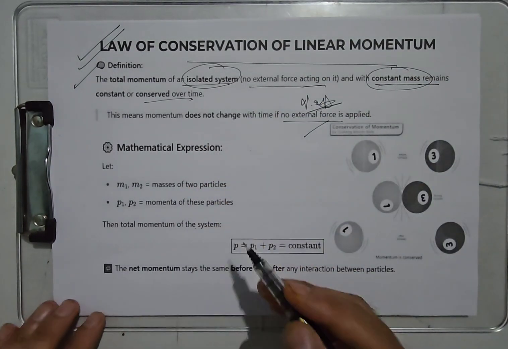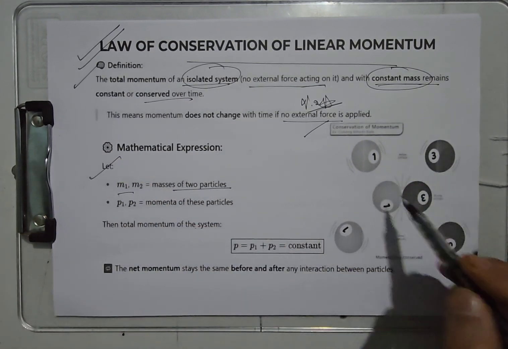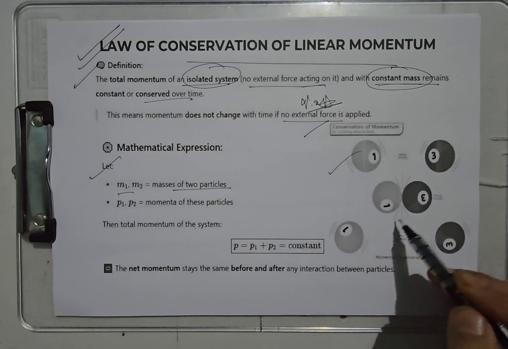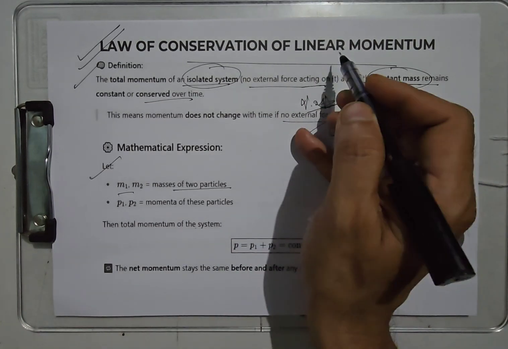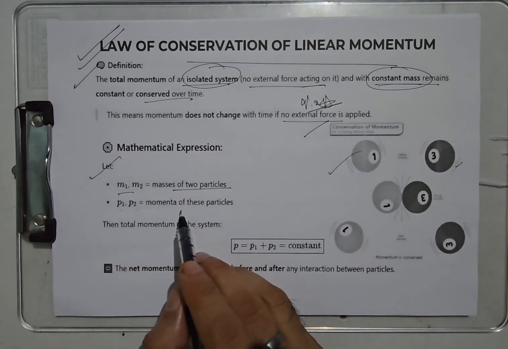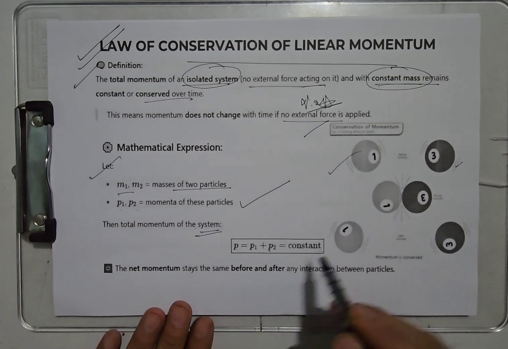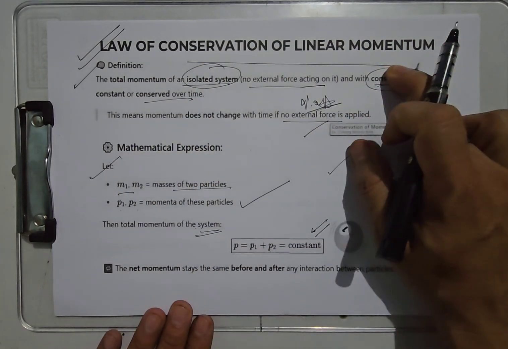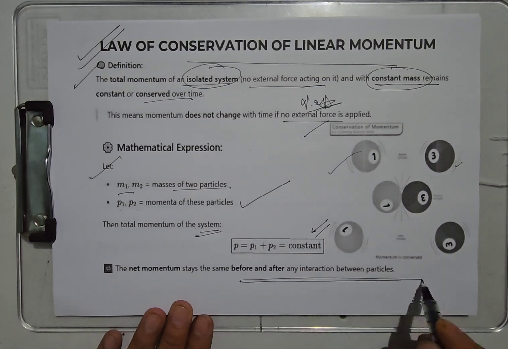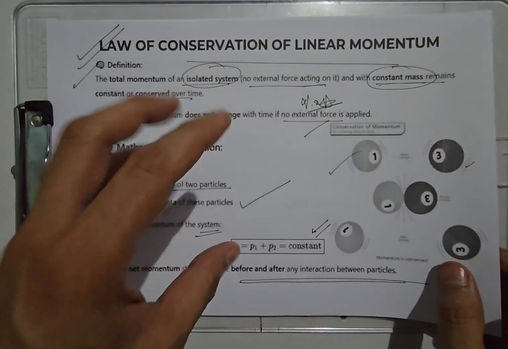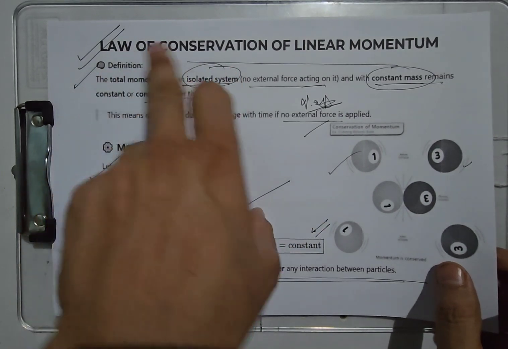So what is the mathematical expression? Let m1 and m2 be the masses of two particles. For example, I'm just saying there are different particles, particle number 1, particle number 2. All these particles are colliding with each other. In case of conservation of momentum, p1 and p2 are the momenta of these particles, then the total momentum of the system is conserved, meaning p is equal to p1 plus p2, that is constant. So this is the law of conservation of linear momentum. I think you get it. The net momentum stays the same before and after the interaction between the particles. As we move forward, we shall discuss a numerical example, then it will be very easy for you to understand the meaning of this law.